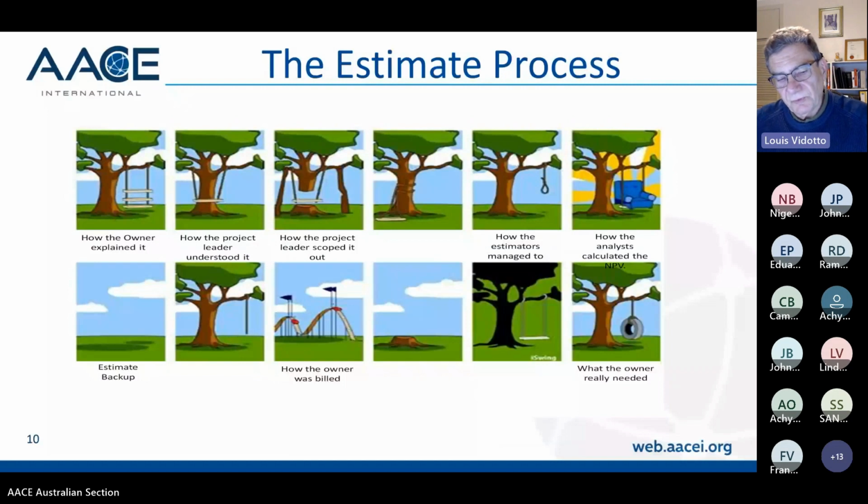And I've been on jobs before where the estimate backup is really good. So it's very clear to understand what the assumptions were in the estimate. But then same thing on other jobs, there's no estimate backup. So you start to think, where did those assumptions come from? Where did those labour rates come from? Where did those productivities come from? So again, estimate backup is important. Where's the estimate backup reflected? In the basis of estimate and the supporting files for the estimate. How the owner was billed.